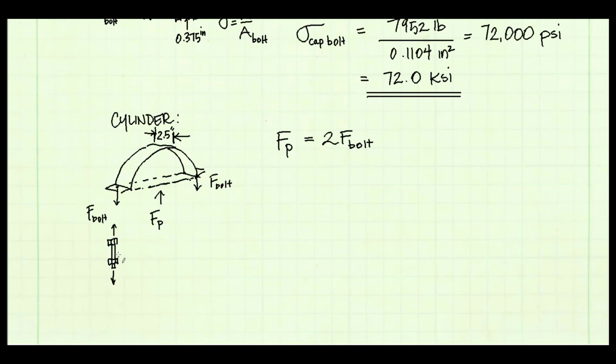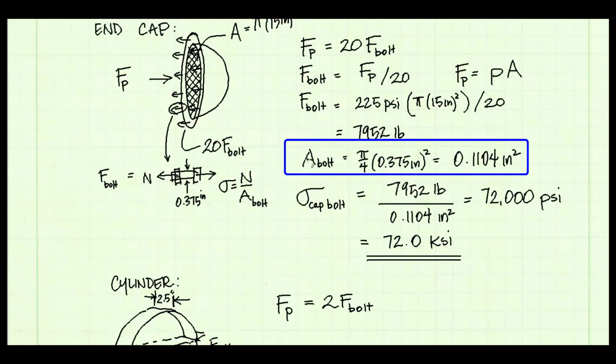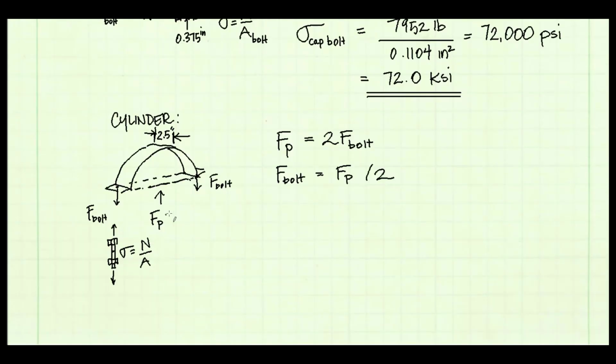Again, we see that the forces in the bolts are tension forces. So the equation sigma equals normal force divided by area applies. The area is the cross-sectional area of the bolt, and it is the same area that was found for the bolts in the cap. The force caused by the pressure is equal to the pressure in the tank times the area on which it's acting.